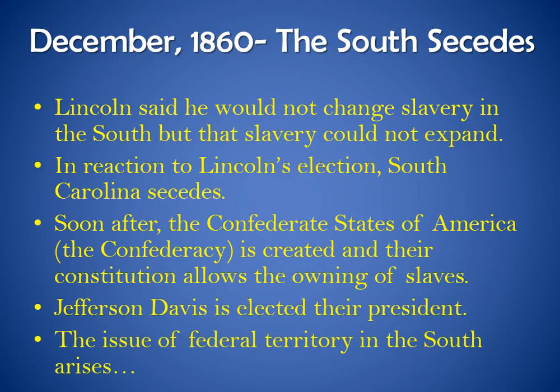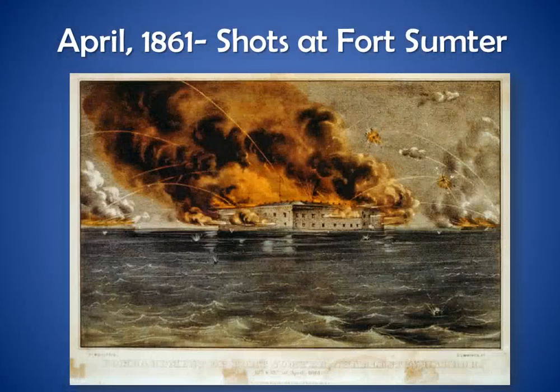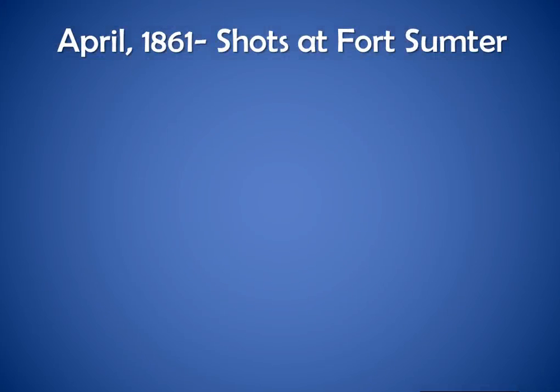Now, this issue of federal territory in the South arises. And this is where we come to Fort Sumter. Fort Sumter was in the South, but it was a federal fort, meaning that the North believed that Fort Sumter was part of their territory. But the South said, it's not part of your territory. You're in the South. You're in the Confederate States of America. And that's going to lead to conflict.